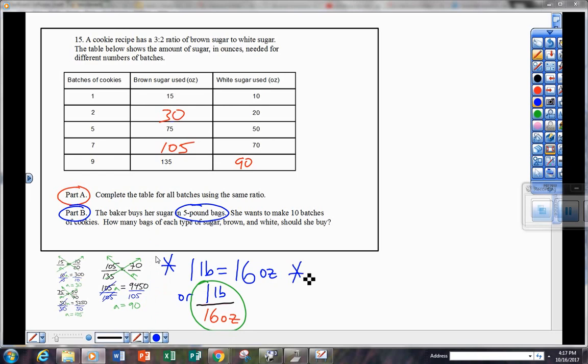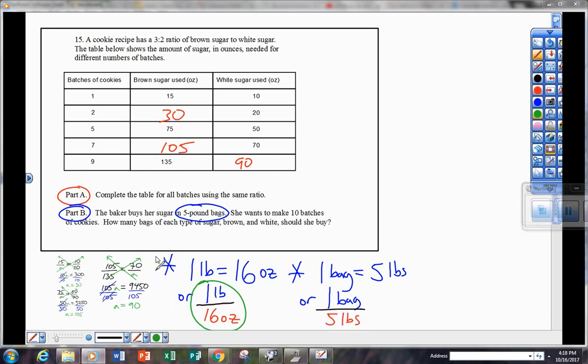And for the pound bags, if she's buying it in 5-pound bags, I'm going to use the conversion of 1 bag that she's buying is equal to 5 pounds. So that's the ratio 1 to 5. So 1 bag to 5 pounds. That is going to be the second conversion I'm going to use. 1 to 5. 1 bag to 5 pounds.